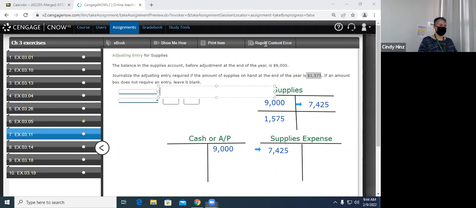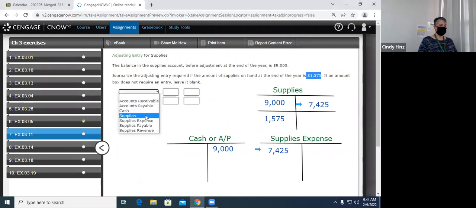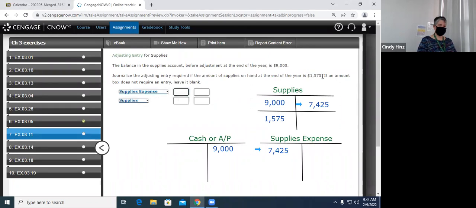That is the entry we need to put here. A debit to supplies expense and a credit to the supplies.